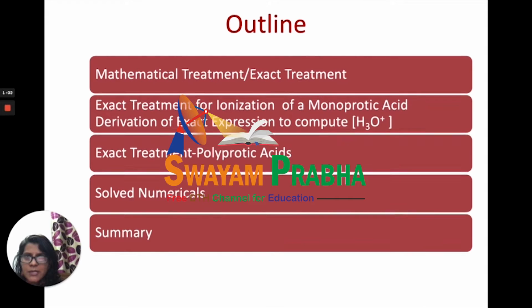Now, these numericals are going to be interspersed in the presentation. So, some will be done after the monoprotic acid and some will be done after the polyprotic acid. So, let's start with today's lecture.